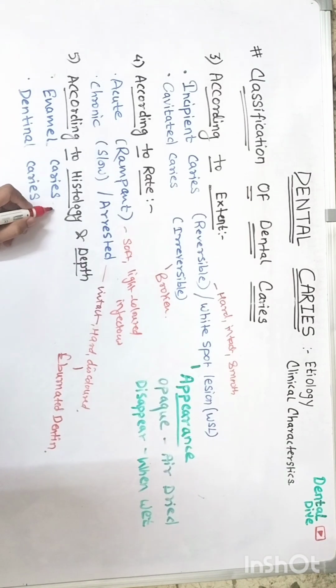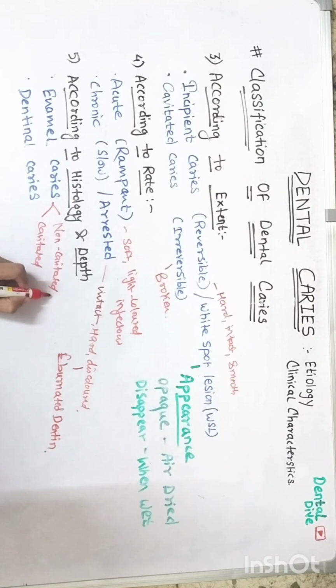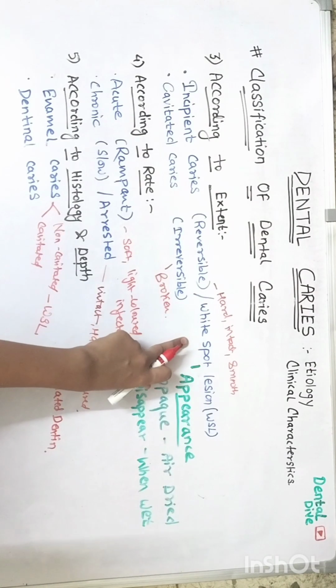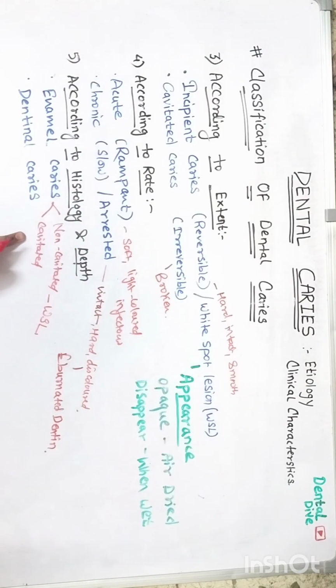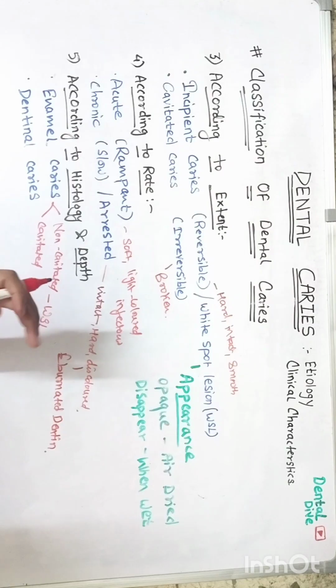In enamel caries, it is classified into non-cavitated and cavitated lesions. The non-cavitated lesions are the white spot lesion, as we have read earlier, and cavitated lesions are when the caries approach enamel with a cavity, and then it advances into the dentinal caries when the caries approaches dentine.